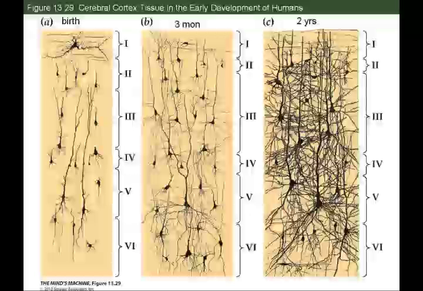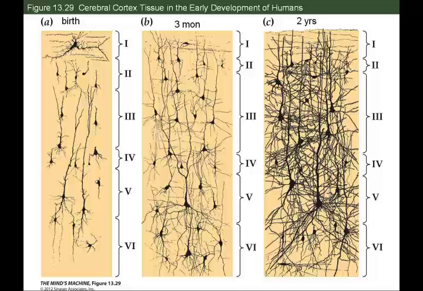So here's at birth, 3 months, and at 2 years. Look at the different cortical layers, 1 to 6. You see the differences in the synaptic arrangement, the maturity of that synaptic arrangement, and the complexity of that synaptic arrangement.